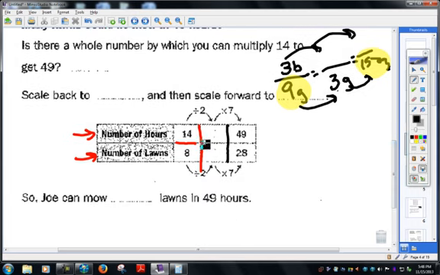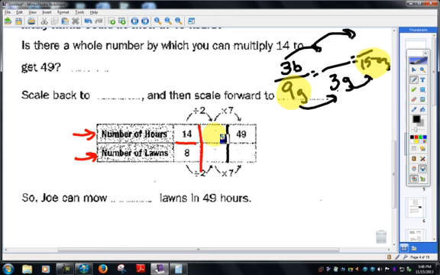Okay? So here, I need to get rid of 28 because that wasn't part of it. This is all the information they gave us, right? They gave us 14 hours to 8 lawns, and then they asked, how many lawns would it be in 49 hours? So we have to figure out what number I could scale to that would let me evenly get to 14, but also let me get to 49.